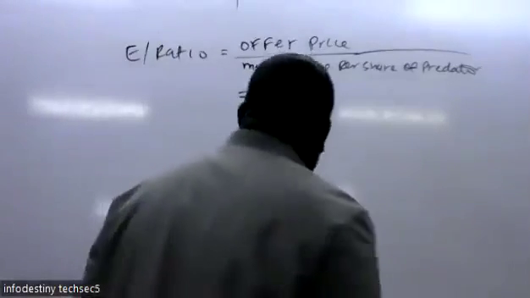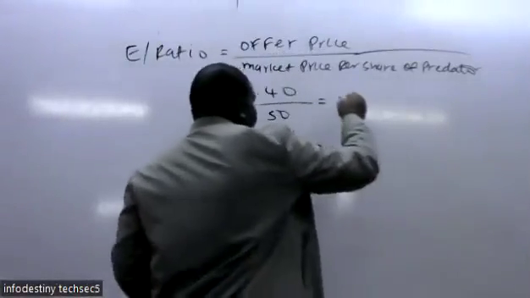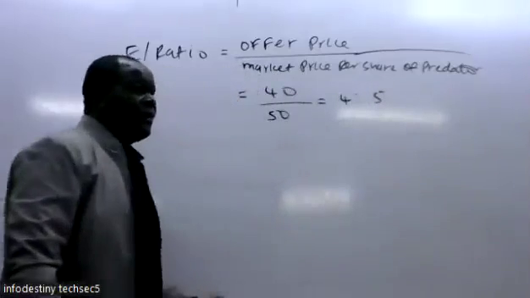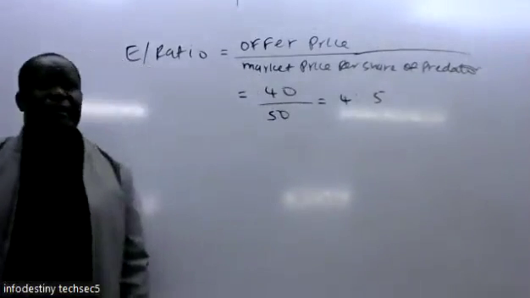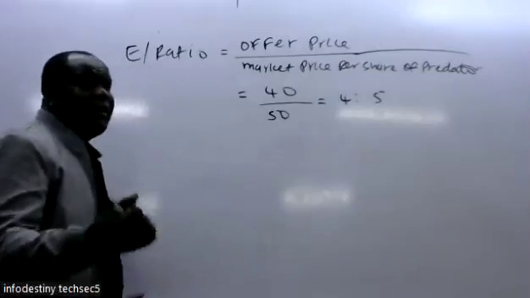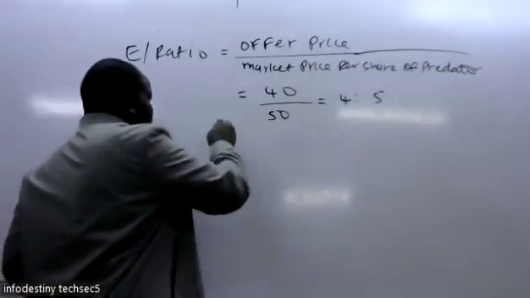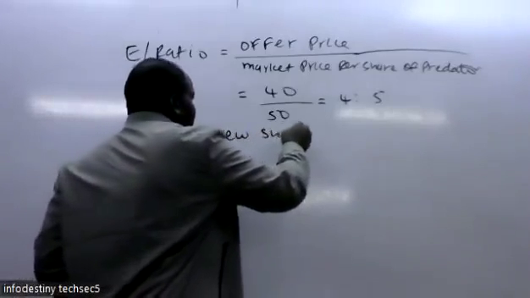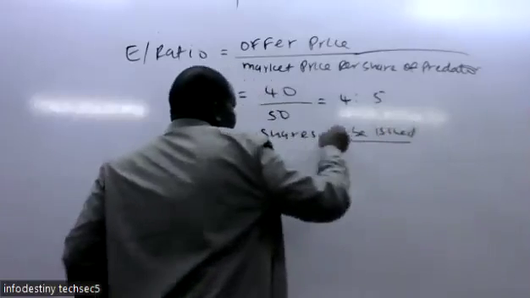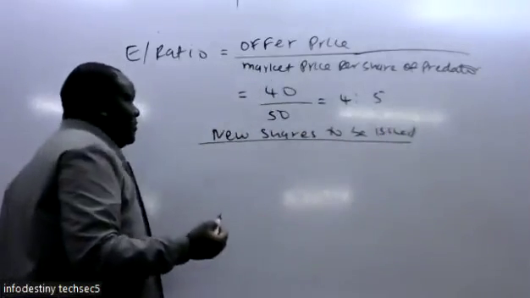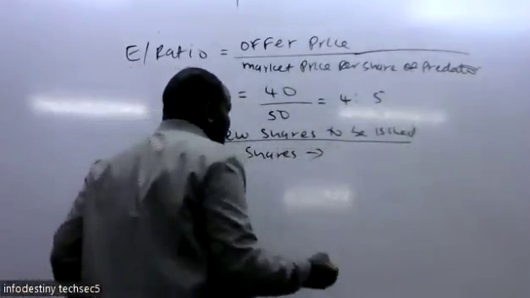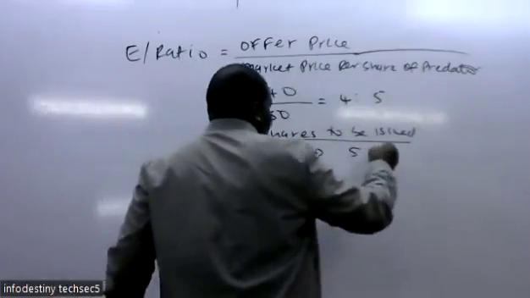It is 4:5. So the predator will be giving 4 shares in order to acquire 5 shares of the target. So from that point, we get the new shares to be issued. Because for the 4 shares, you get 5 shares.